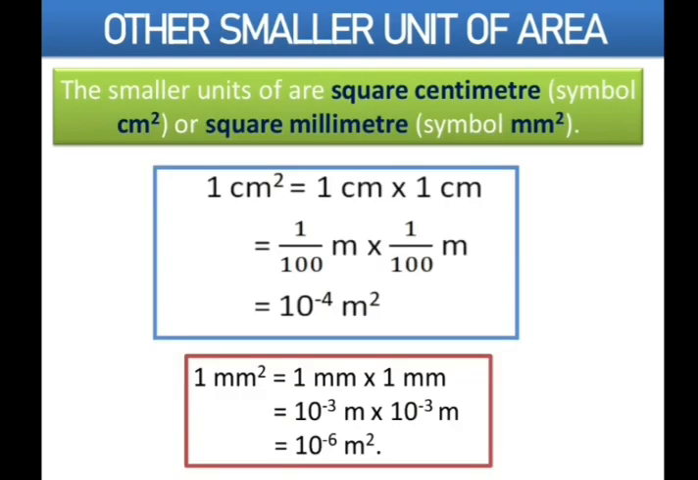Okay, so we know that 1 centimeter is equal to 1/100 meter, which can also be written as 10^-2 meter. Fine. So we get 1 square centimeter is equal to 10^-4 square meter. Similarly, we will calculate 1 square millimeter is equal to 10^-6 square meter, as 1 millimeter is equal to 1/1000 meter or 10^-3 meter.